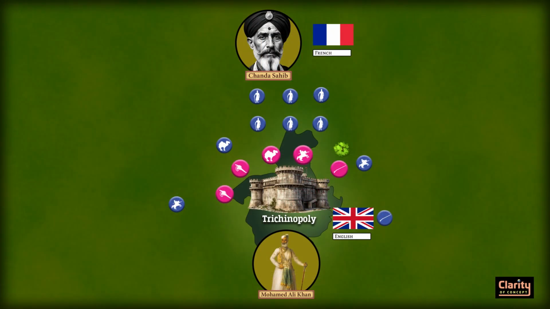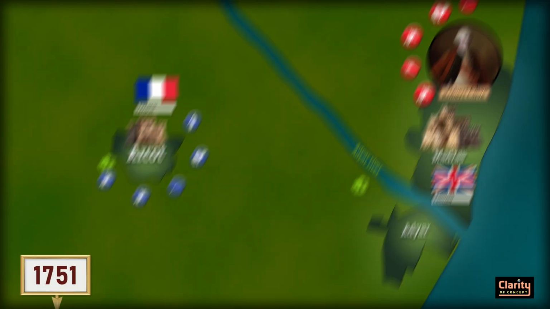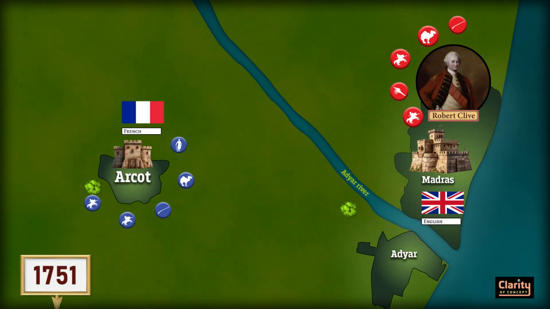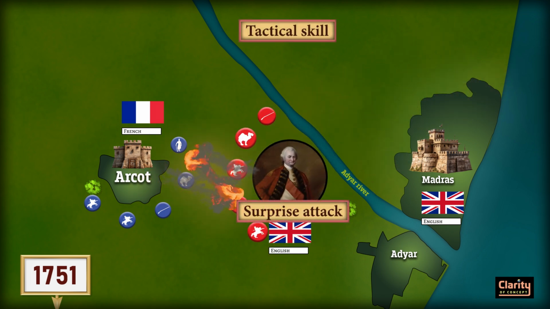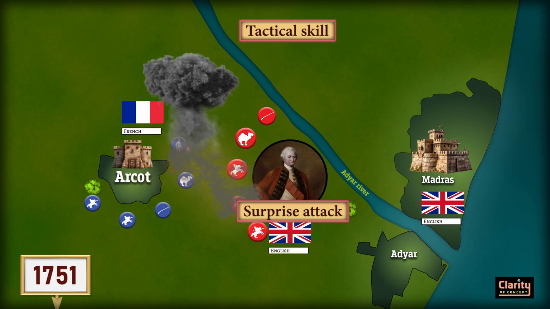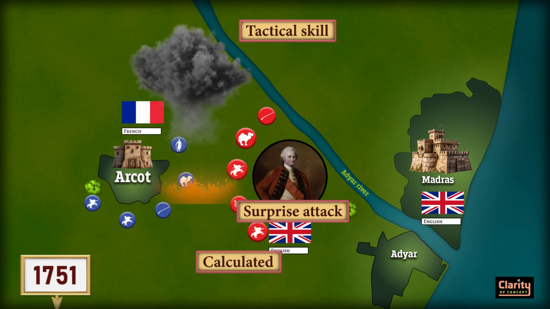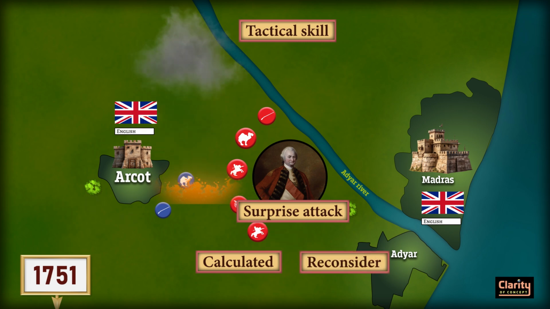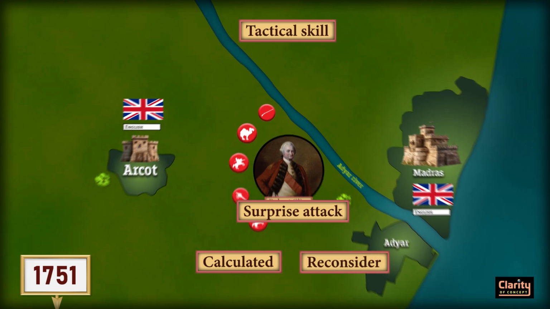As Chanda Sahib and the French focused on capturing Trichinopoly, the British, realizing they were at a critical juncture, devised a bold strategy. In 1751, Robert Clive, a young military officer with limited formal military training but exceptional tactical skill, led a surprise attack on the French-held fort of Eyre Coote. Clive's decision to attack Eyre Coote was a calculated move to force the French to reconsider their siege of Trichinopoly.